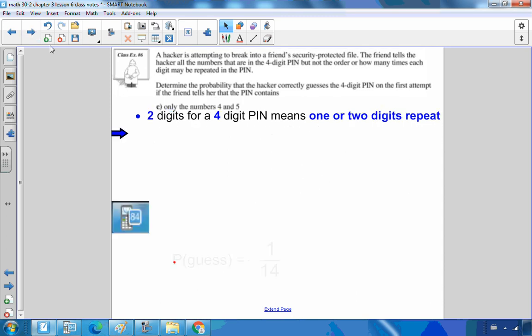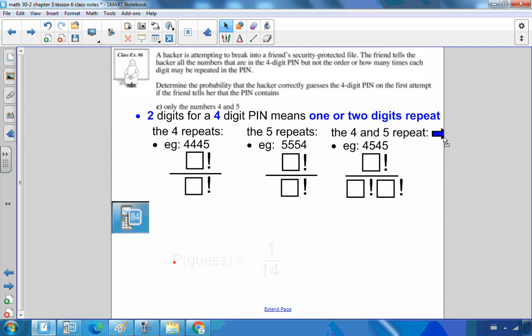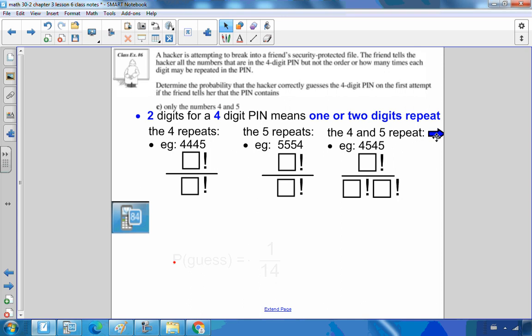Okay, and this one here, we tell the hacker, my 4-digit PIN only uses the digits 4 and 5. So since there are only 2 digits for a 4-digit PIN, 2 of the digits can repeat or 1 of the digits could repeat. Let me show you some examples. Let's say the 4 repeats. If the 4 repeats, I have to have it with the 5, so that would be 3 repetitions. Or the 5 repeats, so 3 5s and a 4, or both of them repeat.